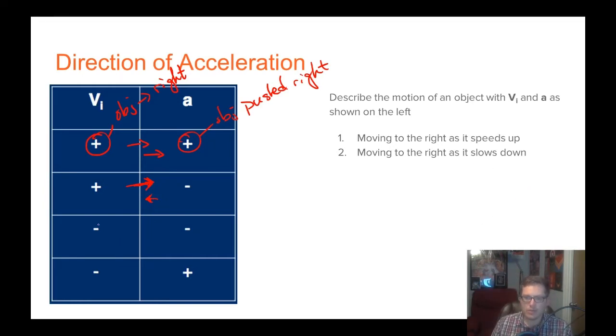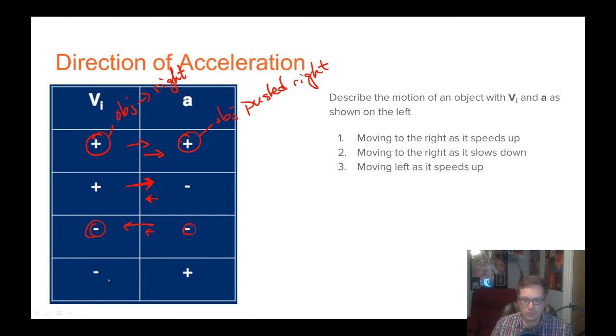Now in the third one, our velocity is moving to the left. We know that because it's negative, so we're going this way with our velocity, and our acceleration is also going to the left. So that means it's going to be reinforcing our velocity. It's very similar to the first example, except now it's opposite. Instead of going to the right and being reinforced to the right, we're going to the left and reinforced to the left. So we're moving to the left and speeding up as we go that direction.